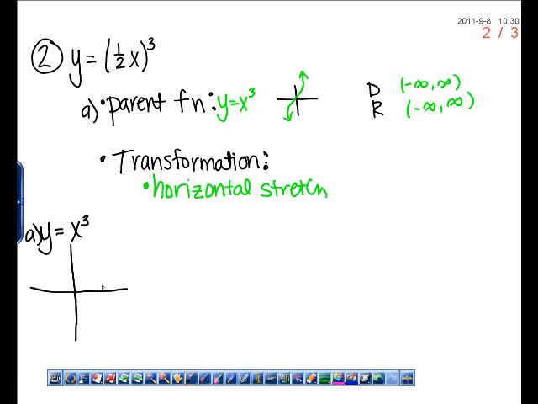Go ahead and plot a couple points here. We know we've got 0, 0. What's another point? 1, 1. What's another point? Negative 1, 1. Not 2, 4. 2, 8. Good.